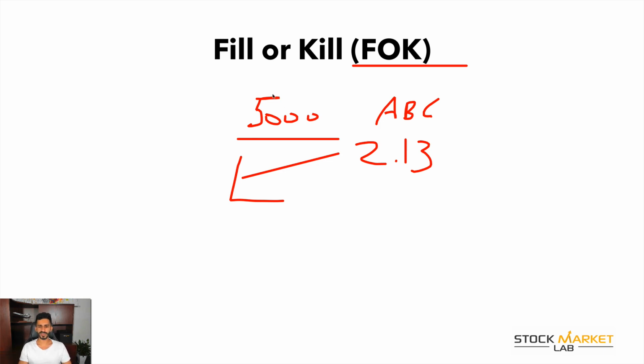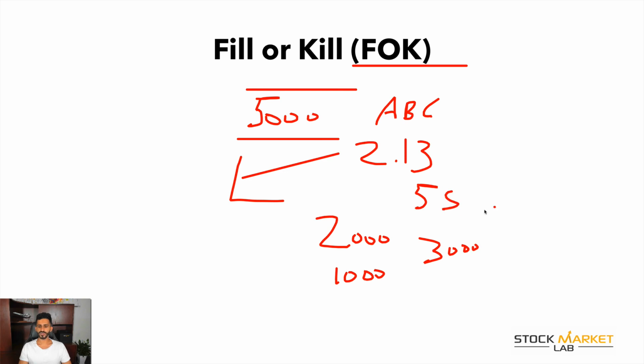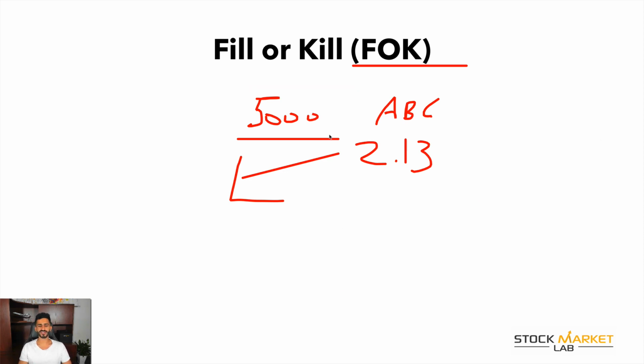Because what typically happens is if I'm looking to buy 5,000 shares at 2.13, I might get 2,000 on one transaction, another 1,000 on another transaction, maybe another 3,000 in another transaction, which may take 5 seconds, 3 seconds, 8 seconds, whatever the case is. Sometimes a few minutes, right? Now, fill or kill order says, hey, if you can't get me 5,000 shares at this exact moment, do not fill my order. I don't want to be partially filled. I want all of the shares or all of the contracts or whatever you're trading immediately. Okay, that's what a fill or kill order is.